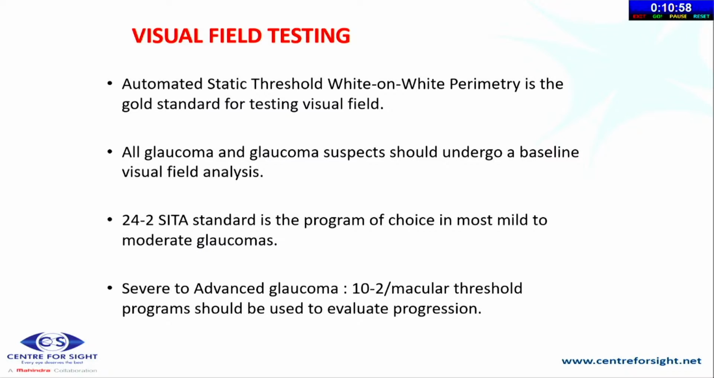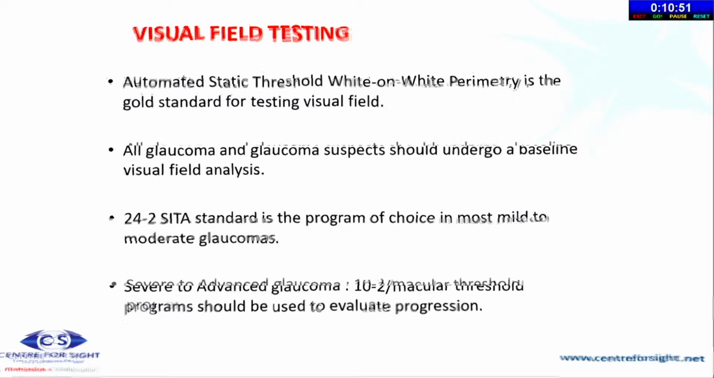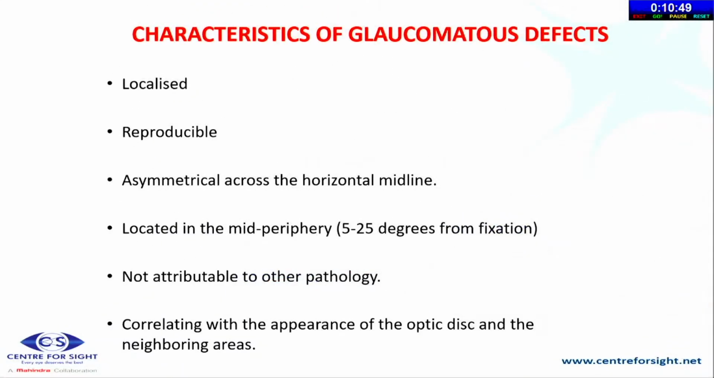24-2 SITA standard again is the choice in most mild to moderate glaucomas, and in severe and advanced glaucomas we need to do a 10-2 macular threshold as well. The characteristics are localized, reproducible, asymmetric, or across the horizontal meridian. That is, the visual field loss respects the horizontal meridian here, whereas in neurological diseases it respects the vertical meridian. It is located usually in the mid-periphery.